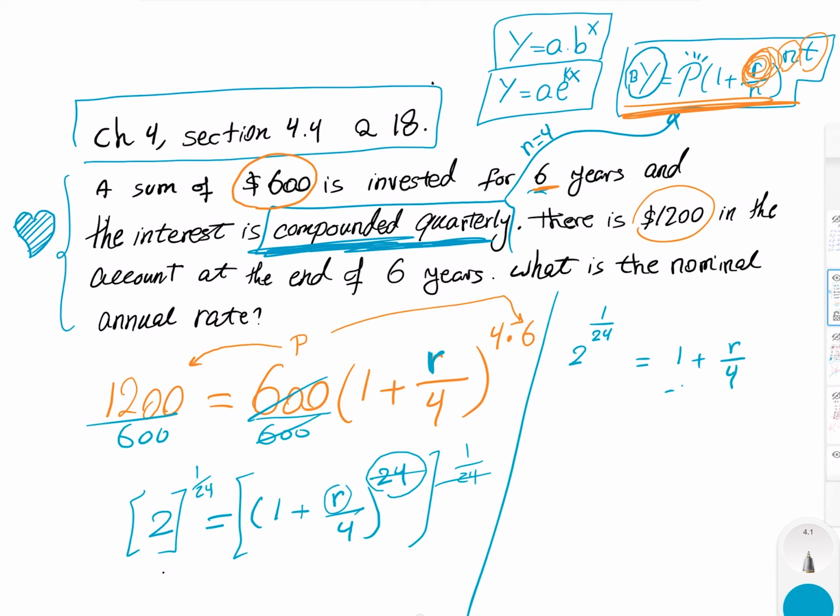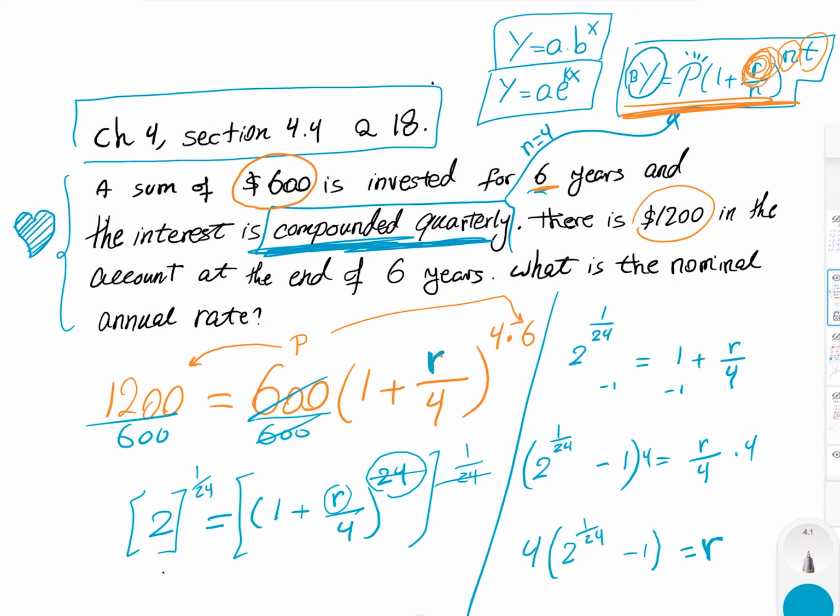I subtract 1 from both sides. We have 2 to the power 1 over 24, so you need to calculate this, minus 1 equal to r over 4. Then I multiply by 4 on both sides. Then r, which we are looking for, equals 4 times the quantity 2 to the power 1 over 24 minus 1.